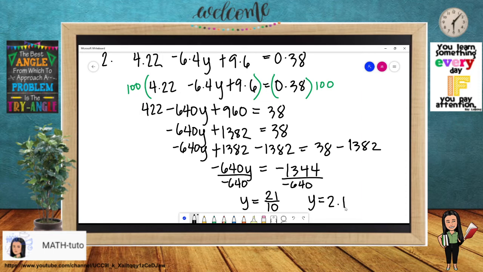Okay? So, medyo mas naging madali yung pag-solve natin dahil lahat ng mga values natin ay naging whole number na muna bago tayo nag-solve. Okay? So, ang answer natin is 2.1.